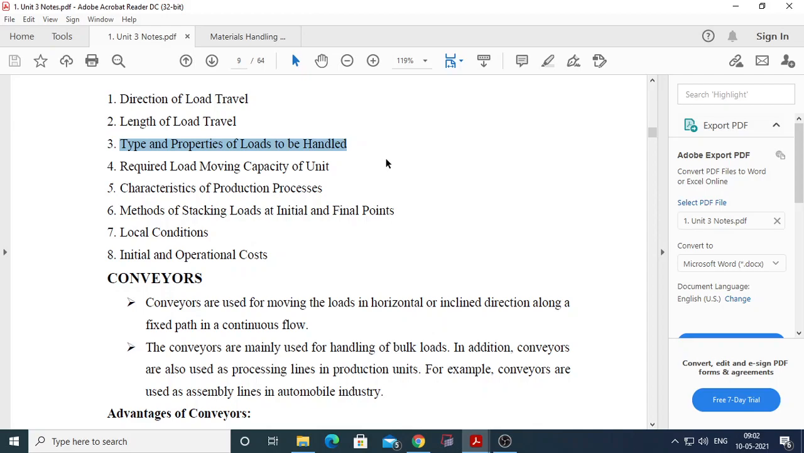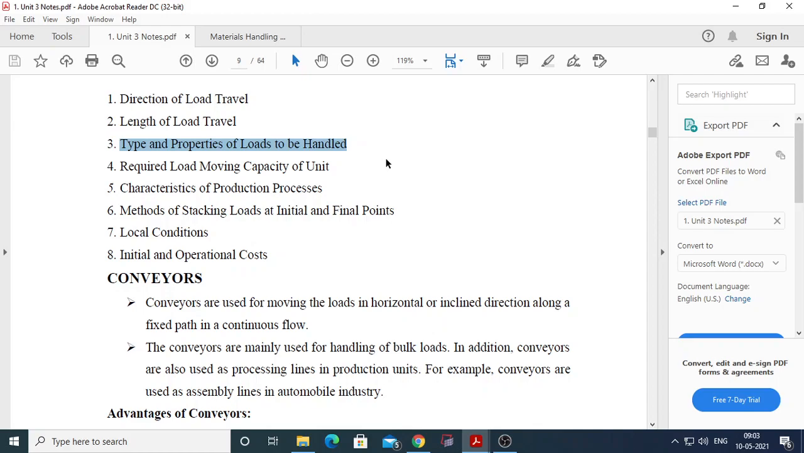Then next is the property of the bulk load. You know what is meant by bulk load. Bulk load has lump-sum size, so you have to check the lump size. You have to check the density. Also you have to check the temperature and different chemical properties. This comes under the bulk load.